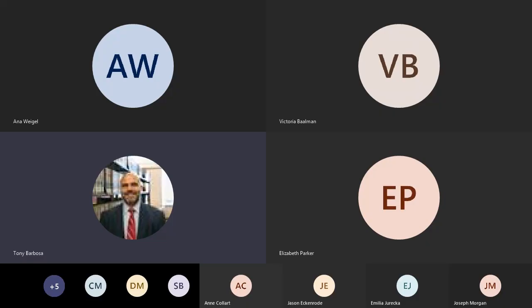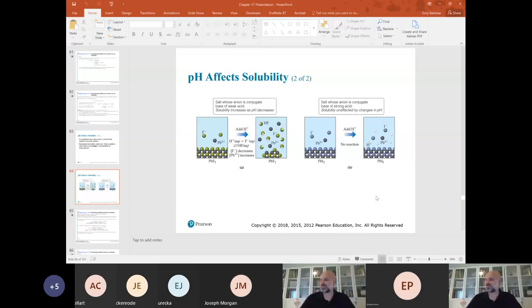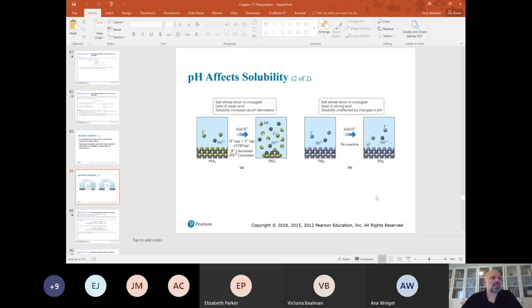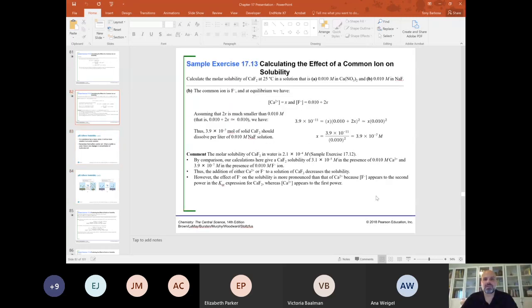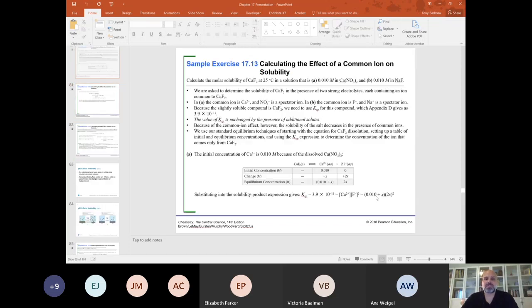Last time, where we left off, we were talking about pH and its effect on solubility. We had started talking about KSP, and we had gone through some sample problems showing how common ions affect solubility, right?